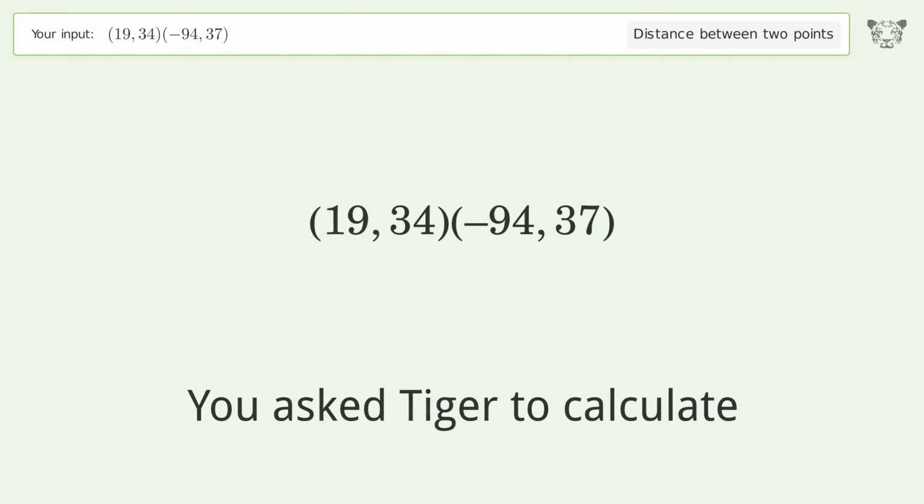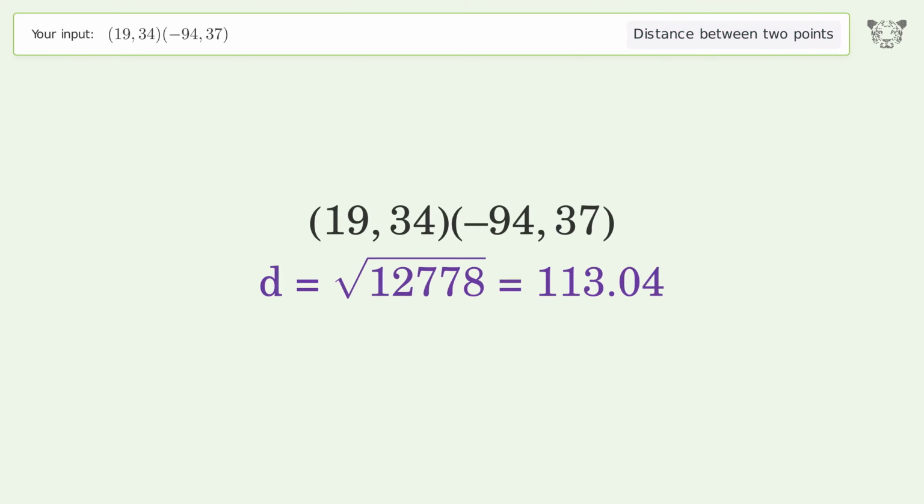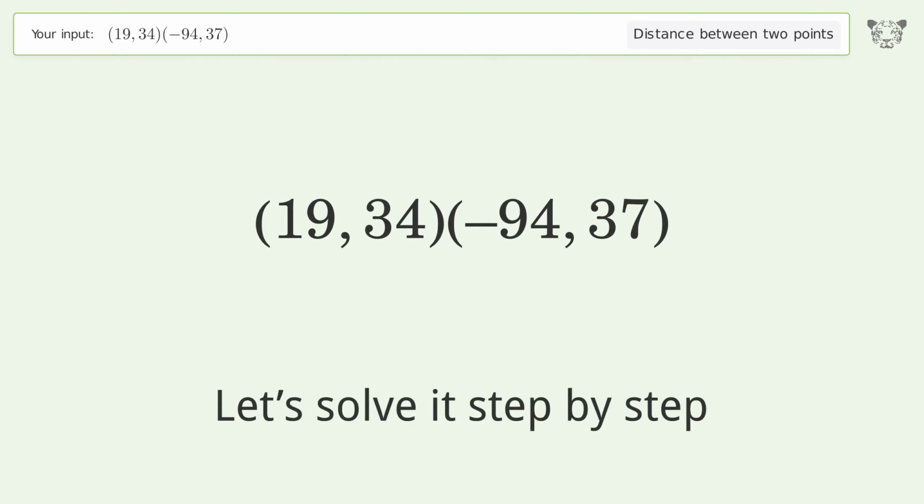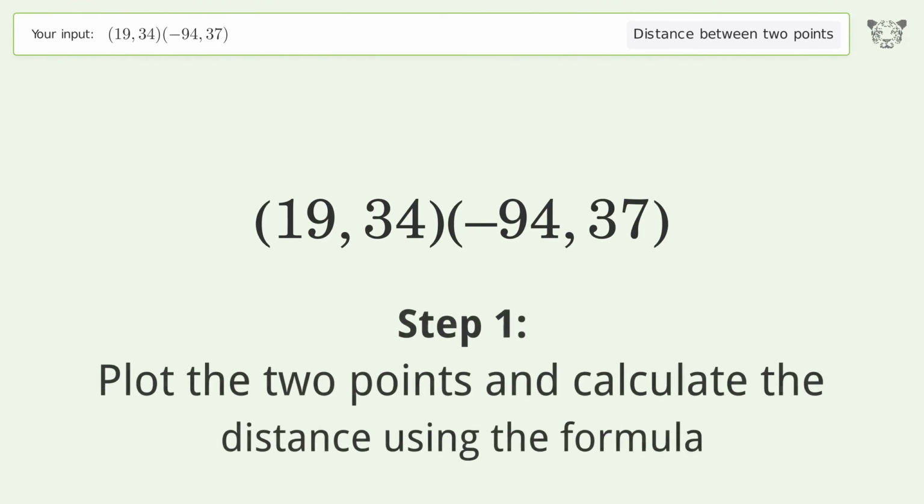You ask to calculate the distance between 2 points. The distance between the 2 points is the square root of 12,778, or 113.04. Let's solve it step by step. Plot the 2 points and calculate the distance using the formula.